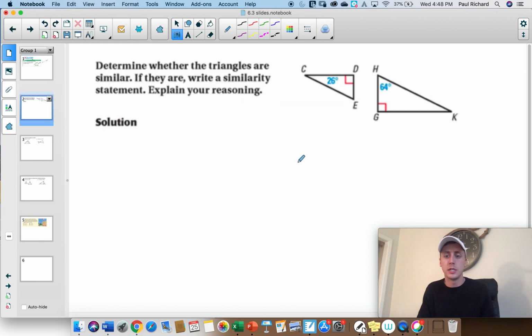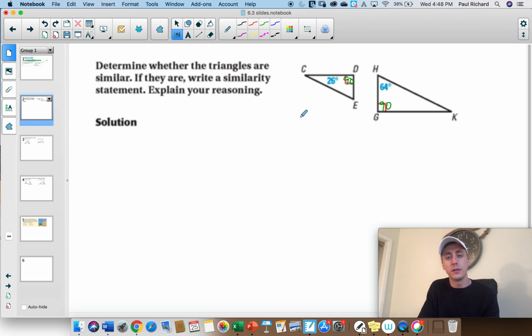A lot of the problems here are determine whether they're similar or not and provide reasons. So we have these two right triangles here. We're going to determine whether they are similar, and then write a similarity statement. And that's just corresponding and making sure our letters are in the same order, which we've done for congruence in the past. So we recognize that this is a 90-degree angle, and this is a 90-degree angle. So far, so good. At least we know they're the same type of triangle. Otherwise, this wouldn't have a shot.